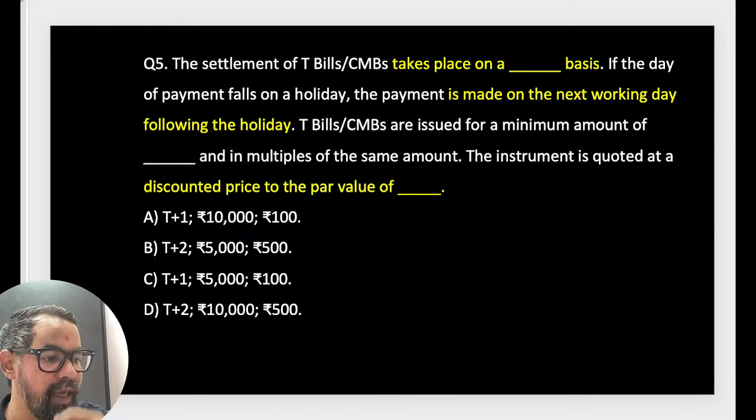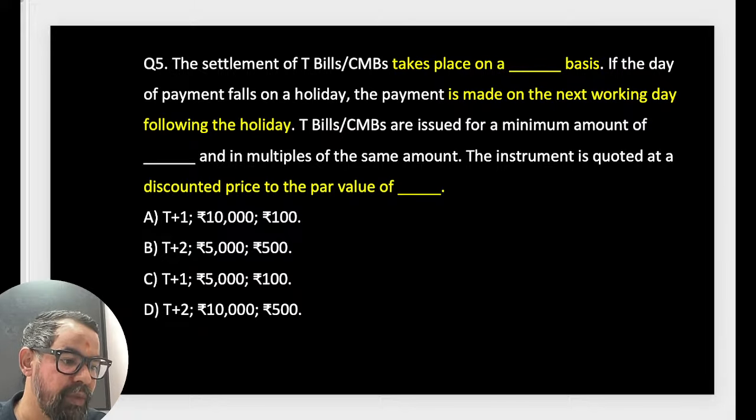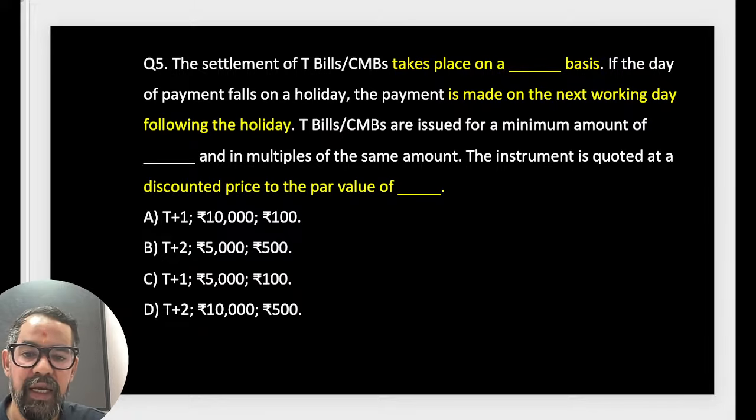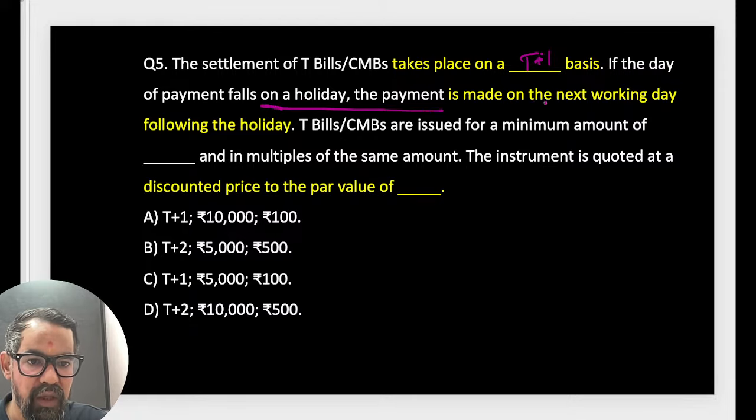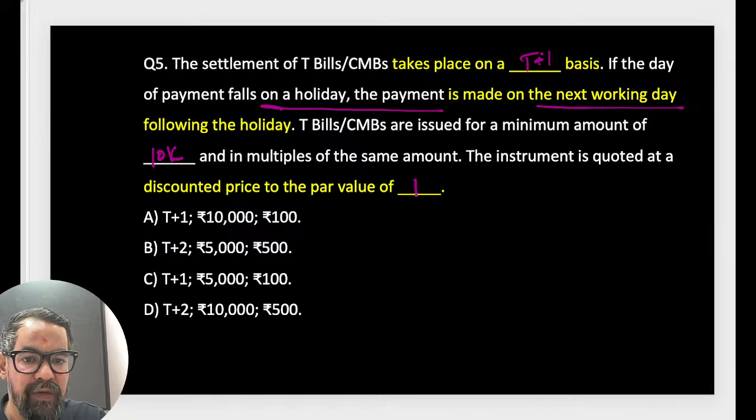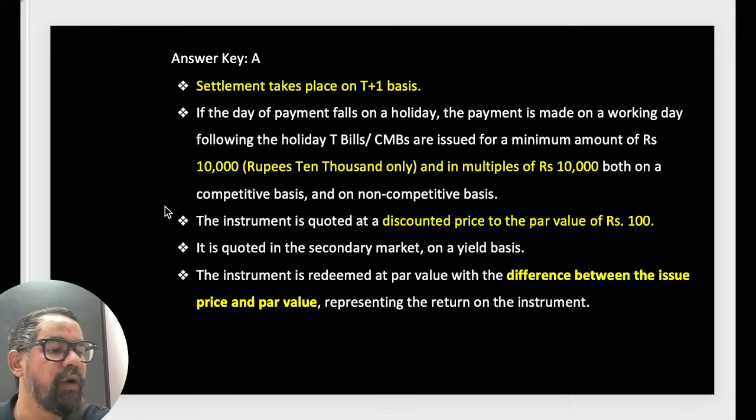Okay, option A, T+1. Let's see. Treasury bills take place on a T+1 basis. Yes, absolutely, you are going correct. If the payment falls on a holiday, it is made on the next working day. Treasury bills are issued in a denomination of 10,000 and quoted at a face value of 100. Very good, well done. So option A will be the right answer for this particular question. Very good guys, awesome. Let's move forward.